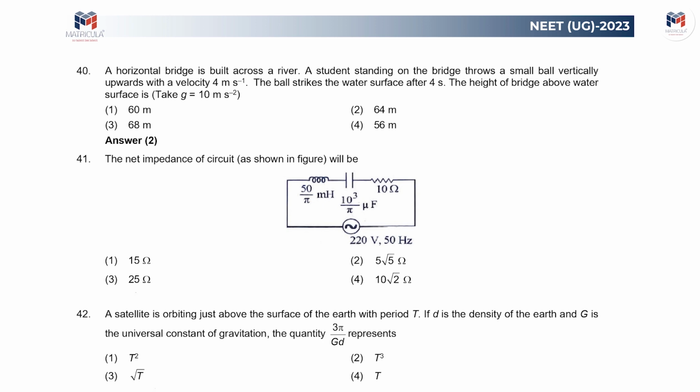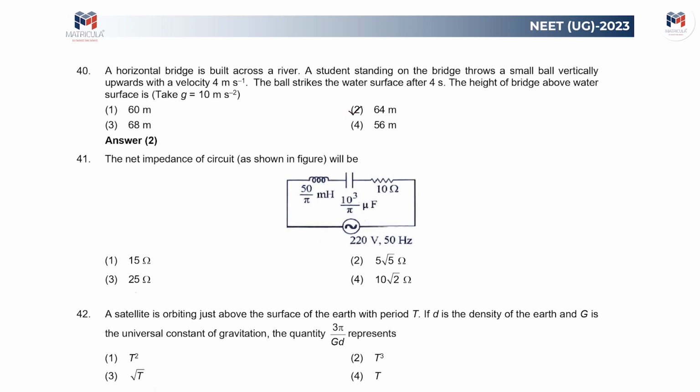Question number 40. A horizontal bridge is built across a river. A student standing on the bridge throws a small ball vertically upwards with a velocity 4 meter per second. The ball strikes the water surface at 4 seconds. The height of the bridge above water surface is, taking g equal to 10 meter per second square. The answer is option number 2, 64 meter.